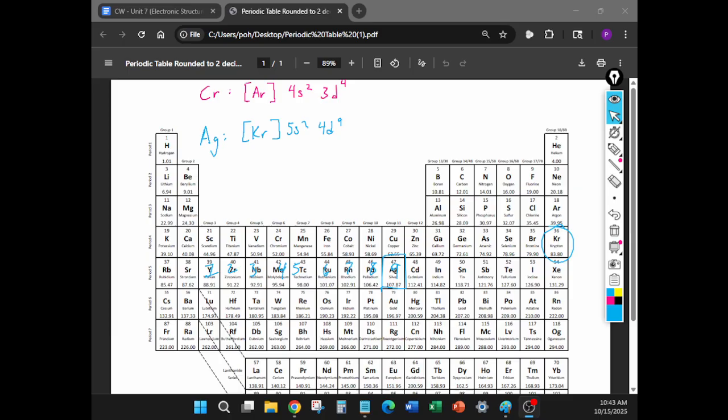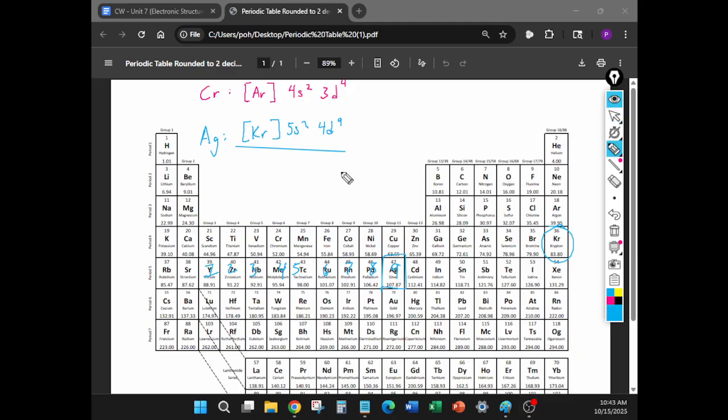All right, guys. So the noble gas configuration for silver is krypton, and then 5s2, 4d9. And that's pretty much it. We're not going to look at the ones at the very bottom of the periodic table. You shouldn't get electron configurations for those, so we're not even going to talk about it. Okay, that is writing the electron configurations like this.